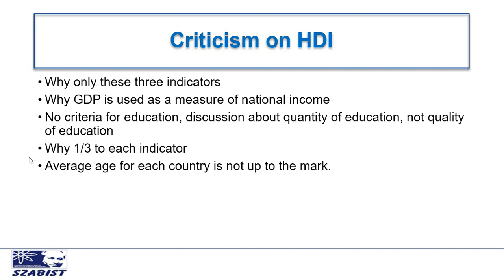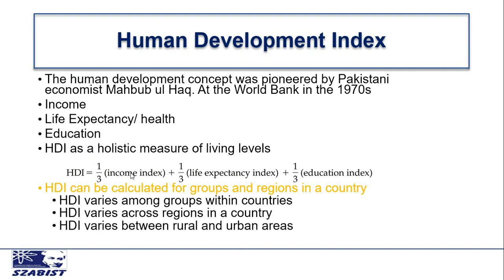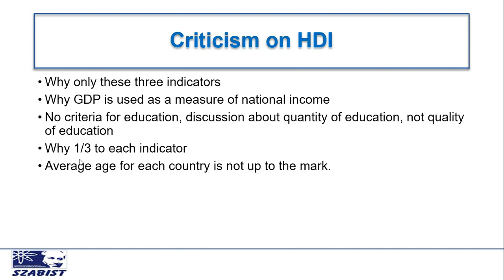And the next criticism is that why you have given equal weightage to every indicator. In simple words, why 1 by 3 to each indicator. As you can see here, 1 by 3, 1 by 3, equal weightage is given to each indicator. So the fourth criticism is why 1 by 3 to each indicator.